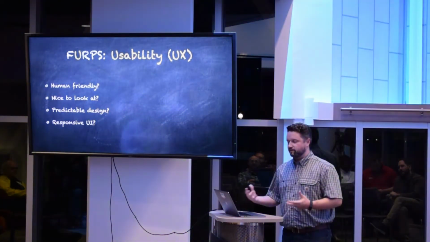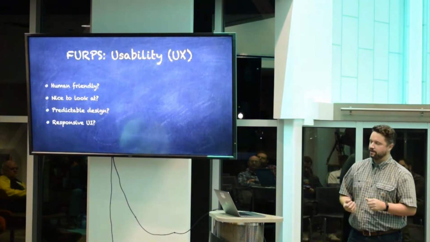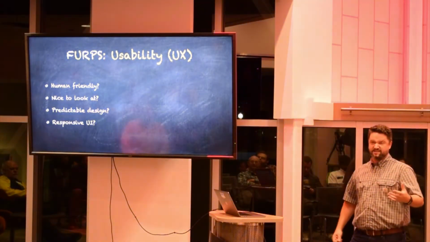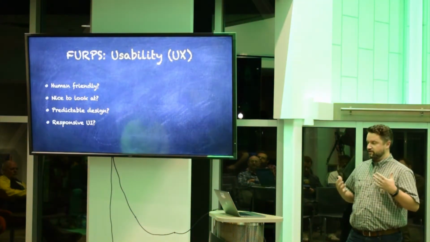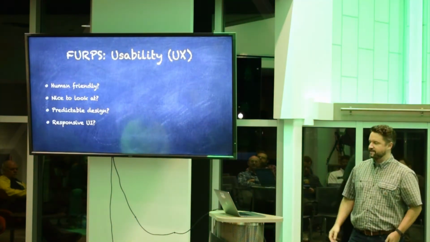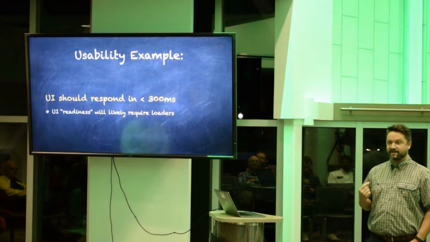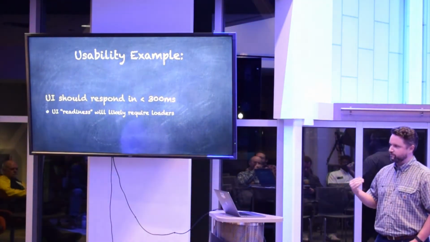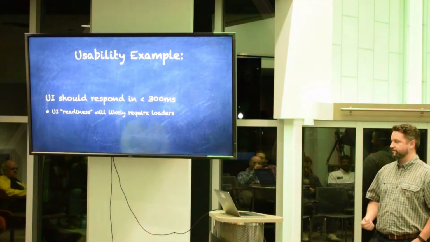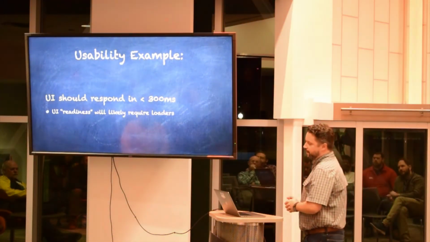For you, this is something we call like UX, usability. How human-friendly does your application have to be? Is how nice to look at important? Do you need predictable design? Something that's highly responsive as people use it? A good example is if you say that the UI needs to respond in less than 300 milliseconds every time. That's going to impact readiness as you make new tickets. You're going to have to check and make sure there are loaders and things so that your users don't feel like they're hanging.